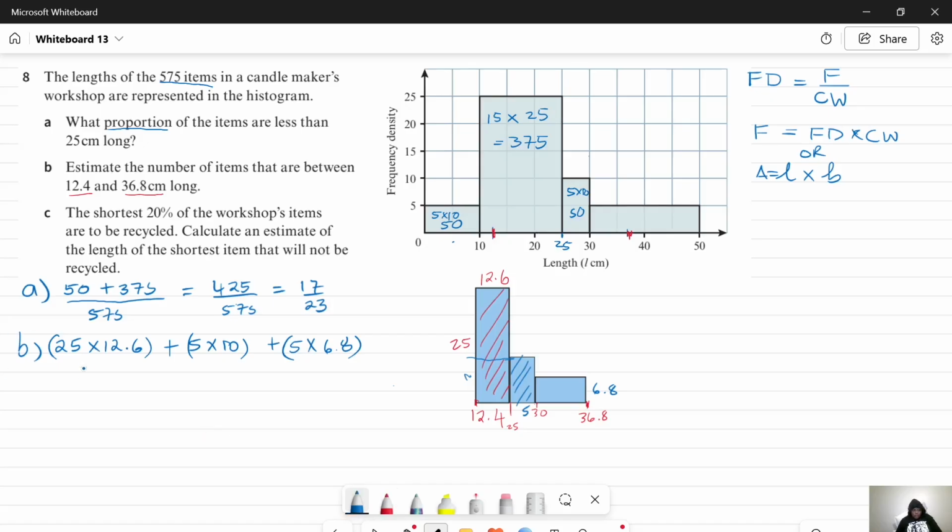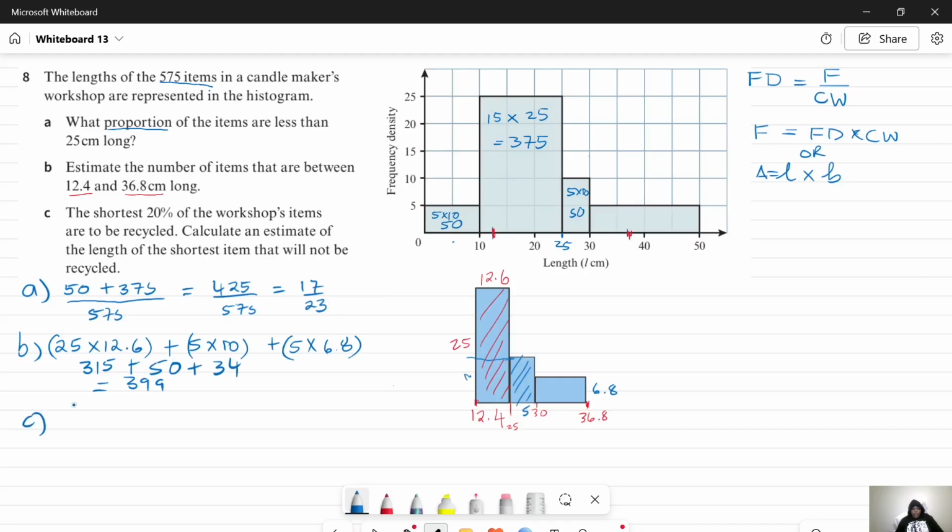25 times 12.6 gives me 315, plus 50, of course, plus 5 times 6.8, which is 34. So adding 34 plus the 50 plus the 315 gives me 399 items. So basically the number of items that are between 12.4 and 36.8 centimeters long, from this part until this part, are going to be 399.